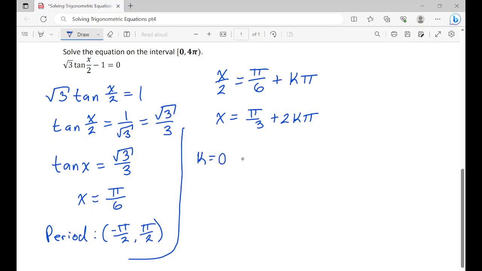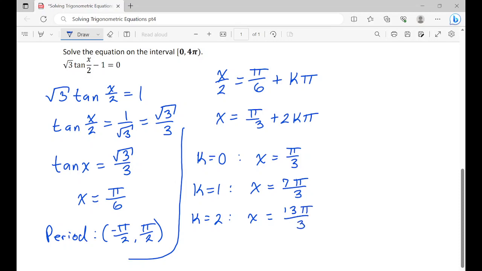k equaling 0. And when I do that, I'm going to get x equals pi over 3. Now I'm going to do k equals 1. And when I plug 1 into x here, I'm going to end up with x equals 7 pi over 3. Now I'm going to let k equal 2 this time. And when I put 2 in here for k, I'm going to end up with 13 pi over 3. But that exceeds 4 pi, just by a little bit, but that's enough. So I can discard that and stop here and say that these are the two solutions for this equation.